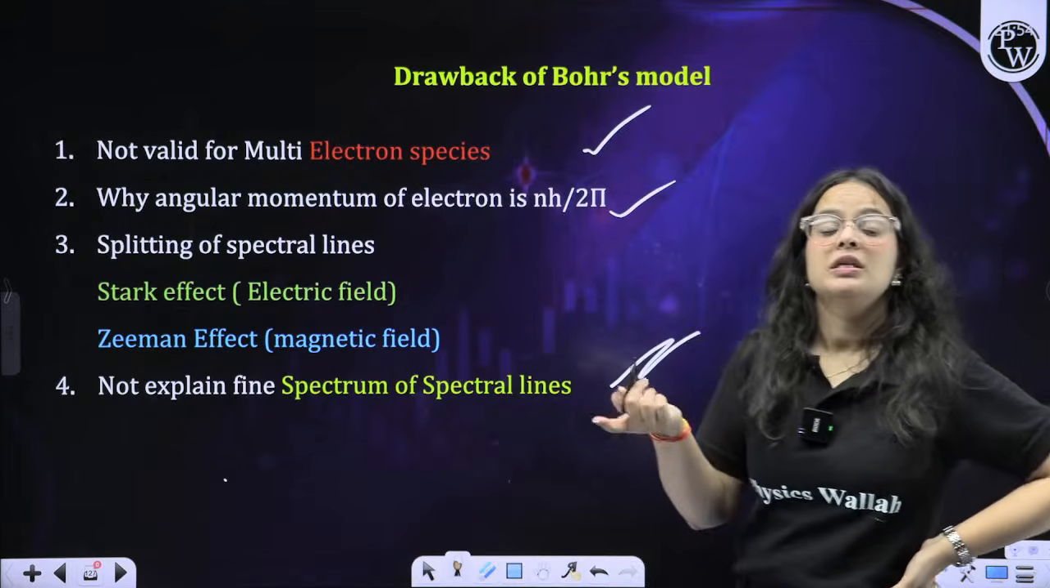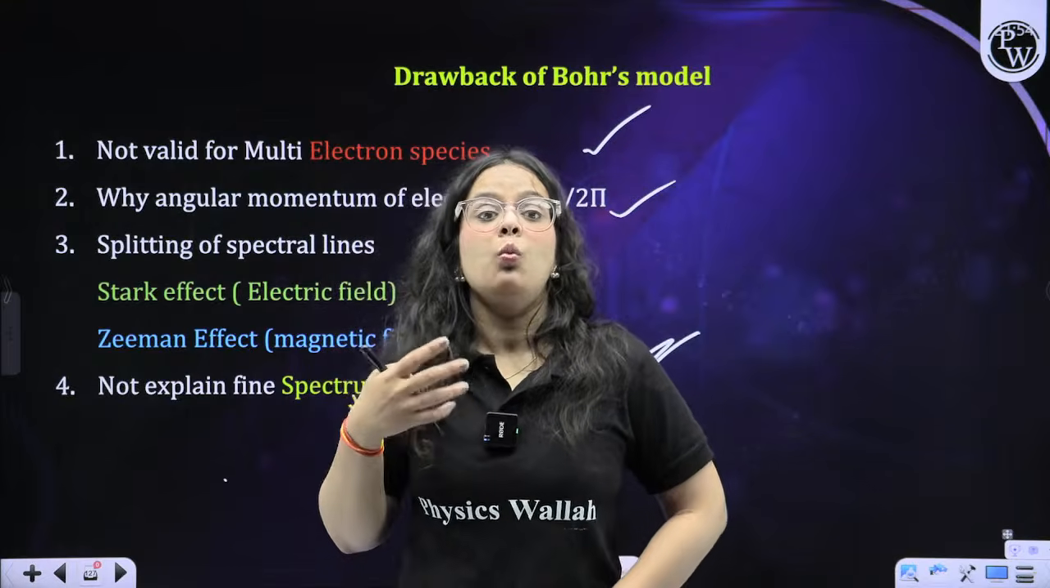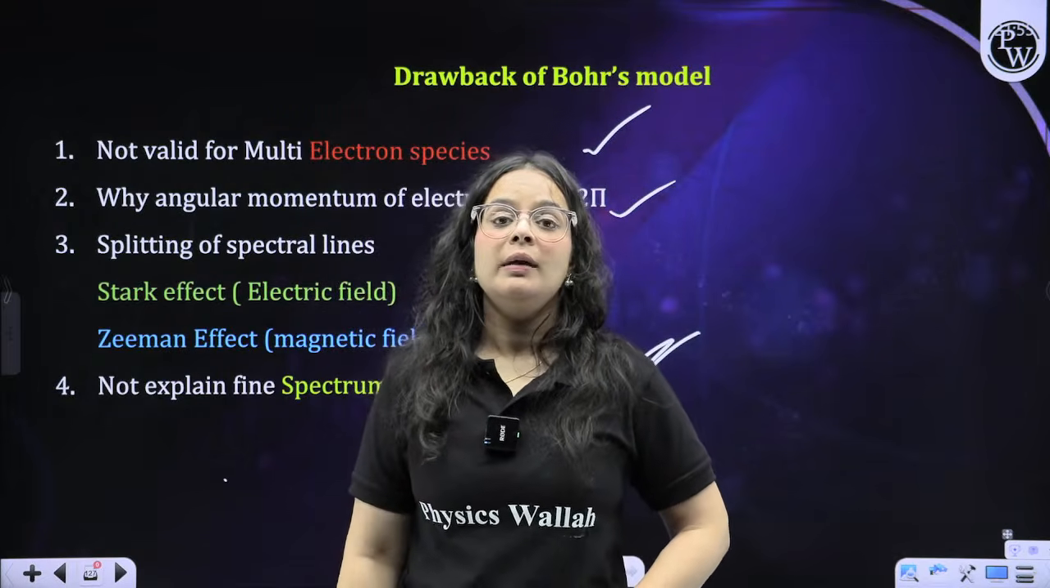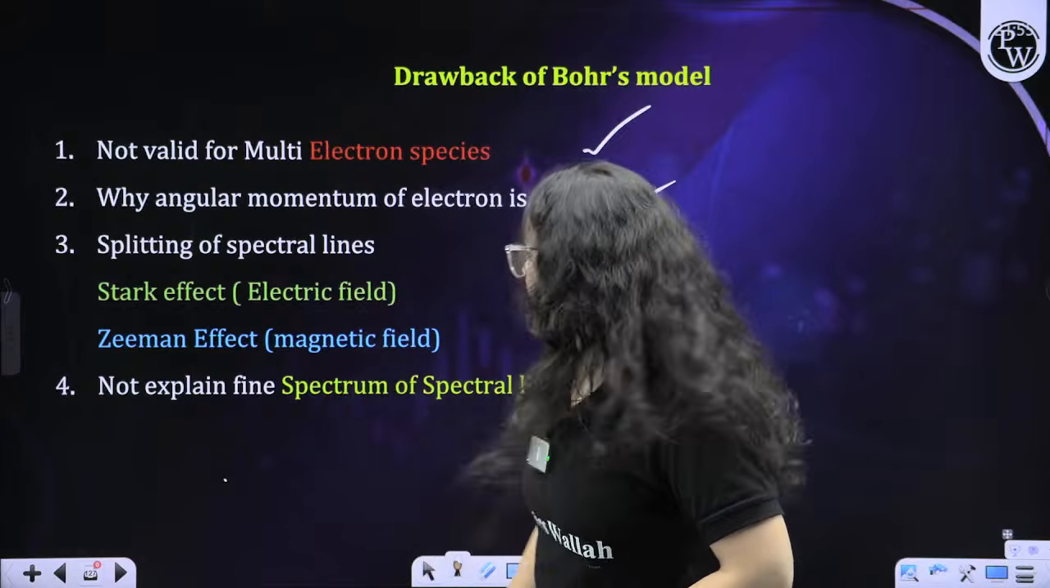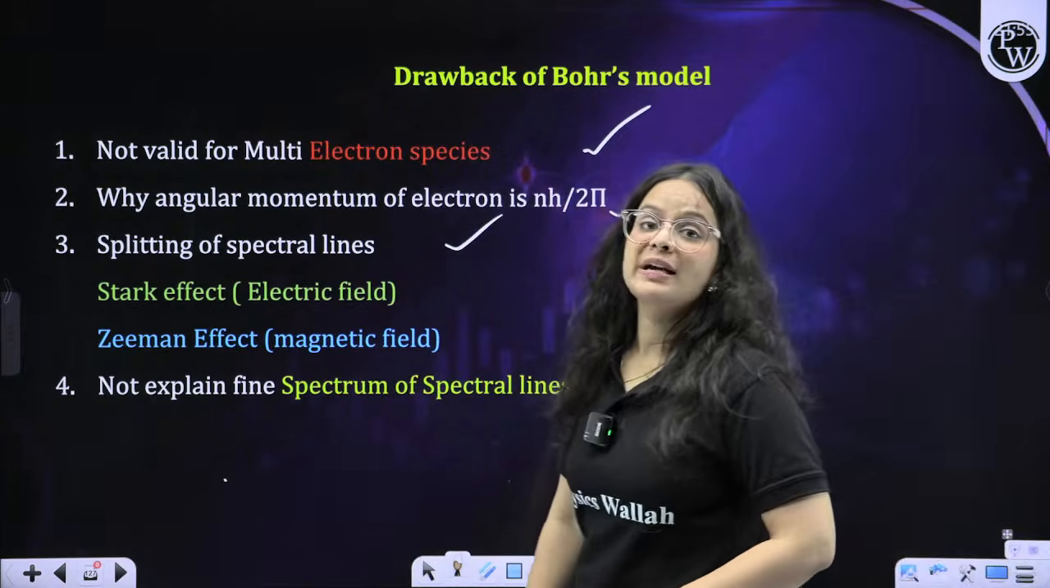Now the second drawback is that it does state the quantization of angular momentum. But what is the reason why the angular momentum is quantized? That was not at all justified. Splitting of spectral lines: what is the reason behind the spectral lines getting split up?